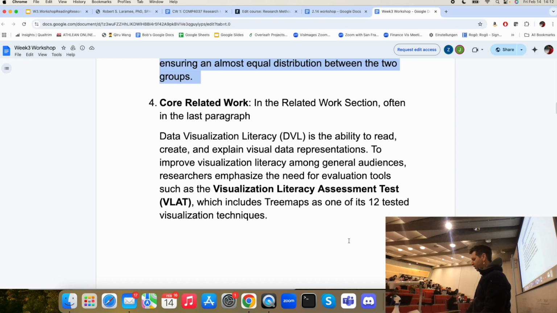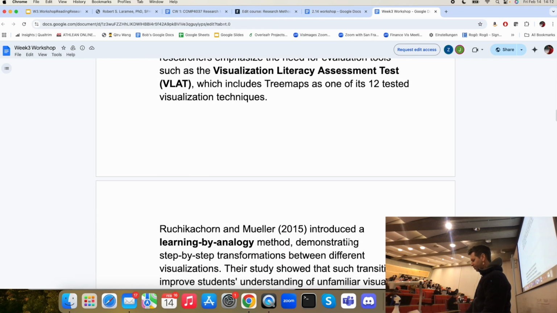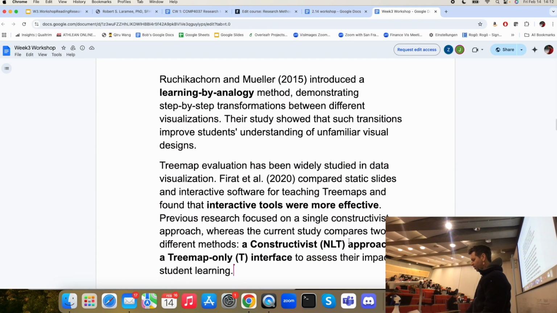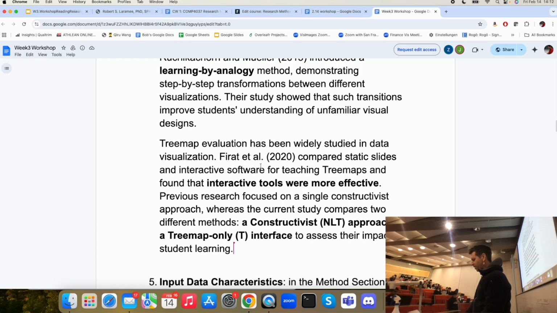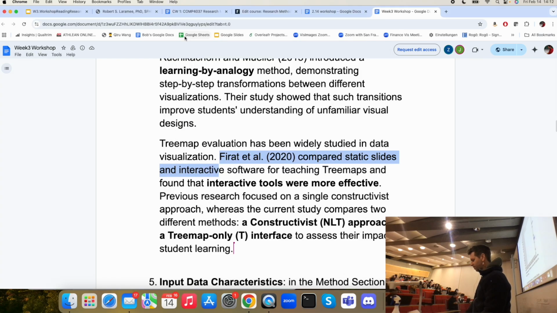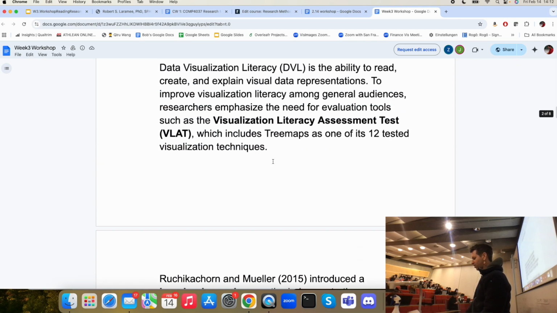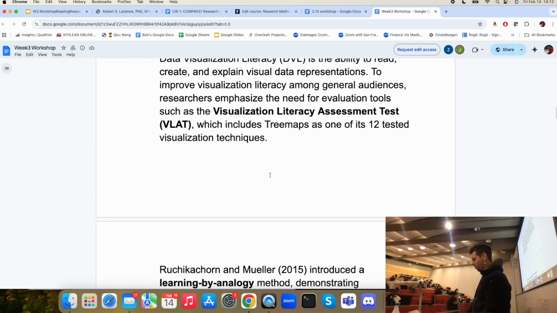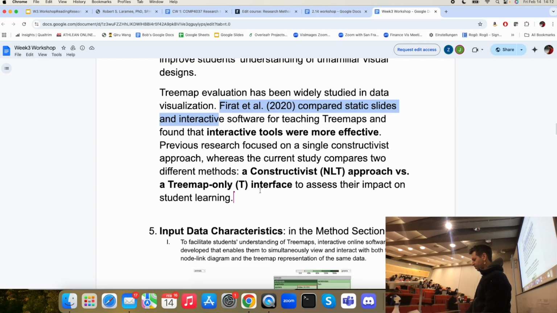So the core related work is actually the tree map paper. This is the core related work right here, that one. What is that? This one right here is the core related work. These other ones are not core related work. Yeah.